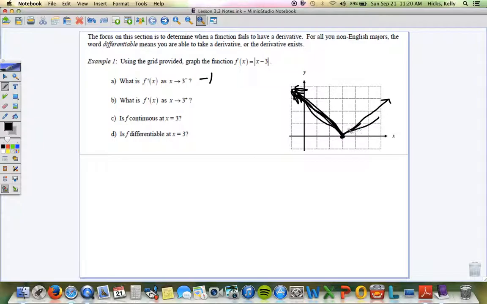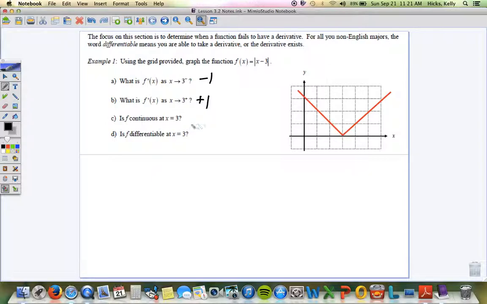What is f prime of x as x approaches 3 from the right? So what is this? Oh, goodness gracious. Time out. Much better. Okay. So what is the slope on this side as x approaches 3 from the right? Well, that happens to be a +1.